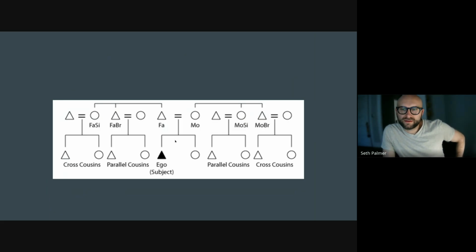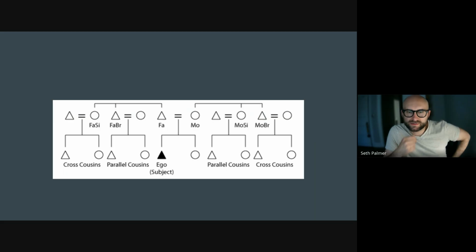You'll see here in this kinship chart, you start to see mother's sister, mother's brother. I don't expect you to memorize the use of those words, FASI, FABR, but that shows how, again, they're not using aunt or uncle because those are culturally specific terms. Okay. I do expect you to understand parallel cousins and cross cousins, however.